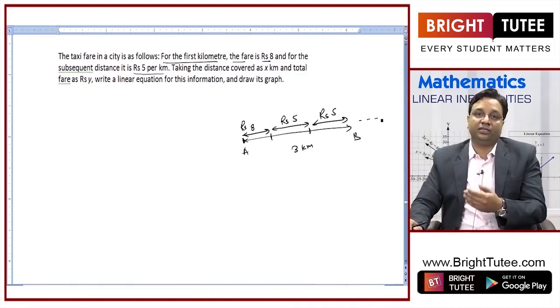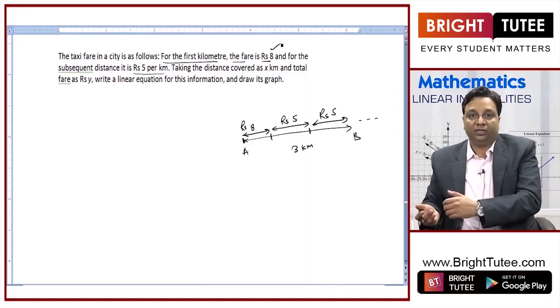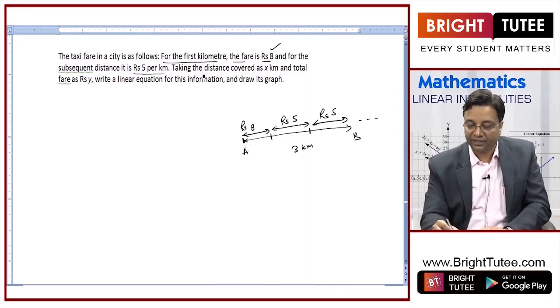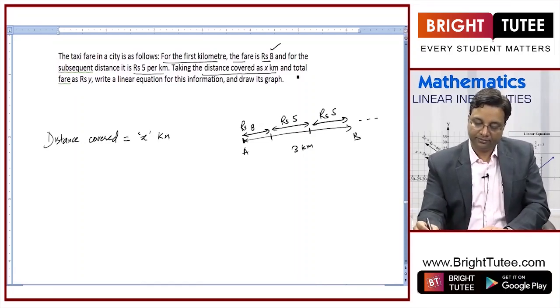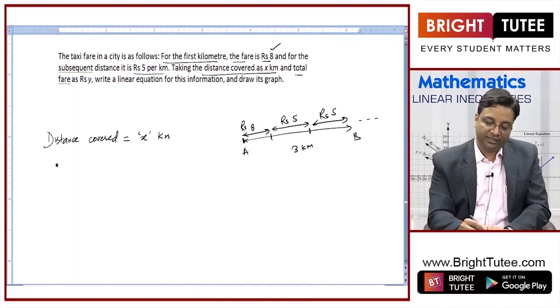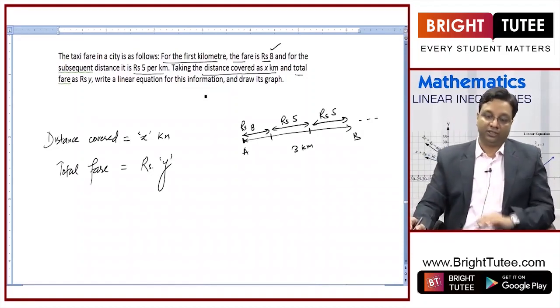Right? For the first kilometer, it is costlier in this case. The fare is rupees 8. For the subsequent kilometers, it is rupees 5. Taking the distance covered as x kilometers, and the total fare as rupees y. Write a linear equation for this information and draw its graph.